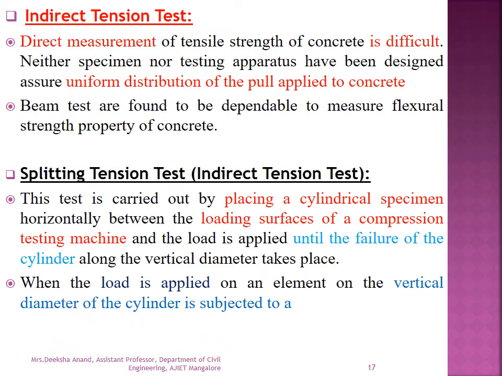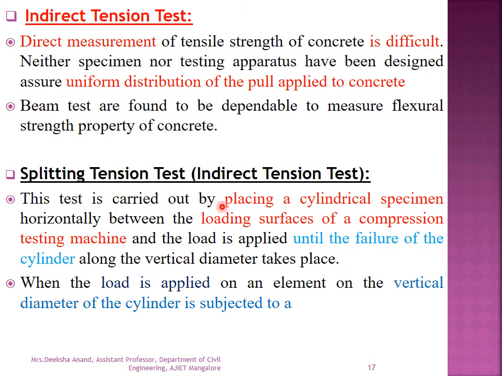So next is indirect tension test. Direct measurement of the tensile strength of the concrete is difficult. Neither specimen nor testing apparatus have been designed to ensure uniform distribution of the pull applied to the concrete, and the beam tests are found to be dependable to measure the flexural strength property of the concrete. So next is splitting tension test. Split tensile test, that is indirect tension test.